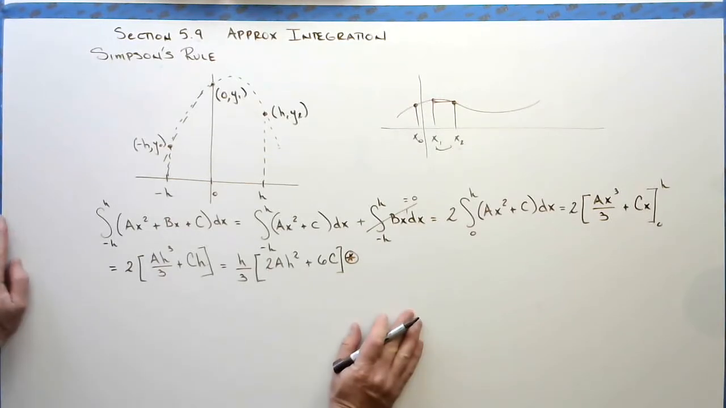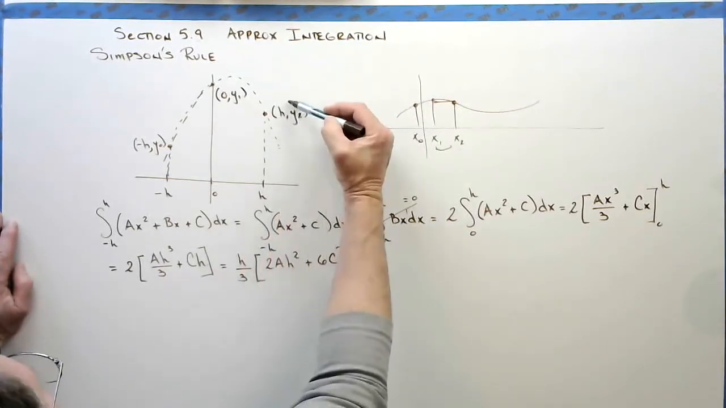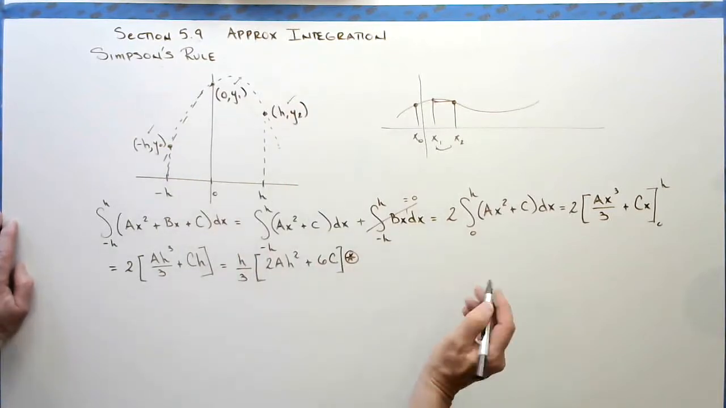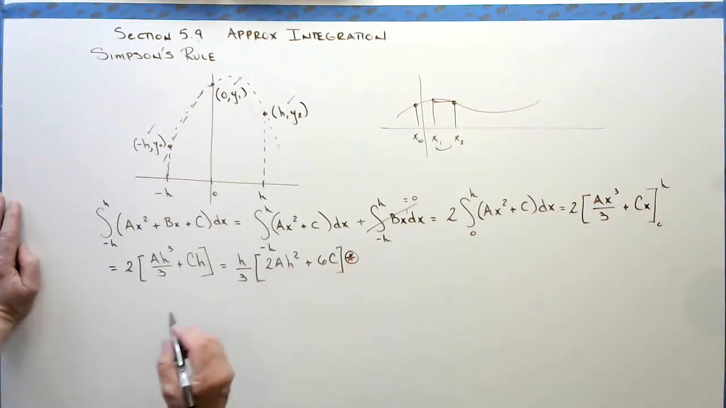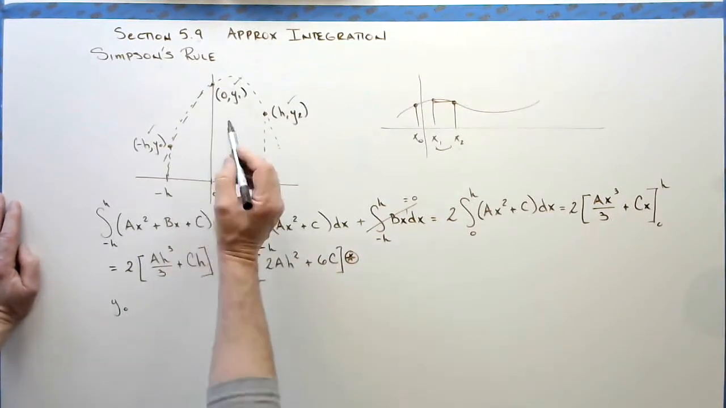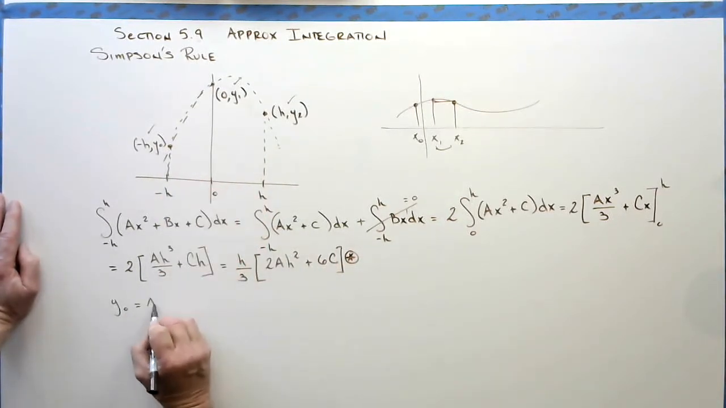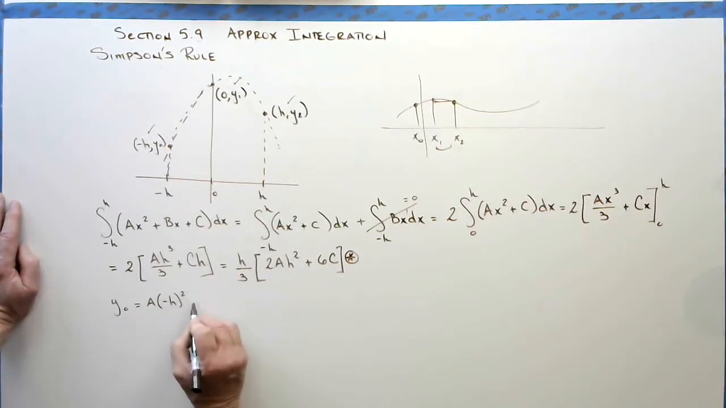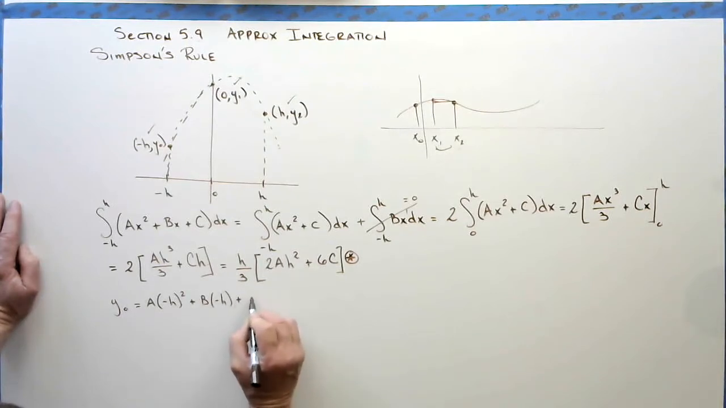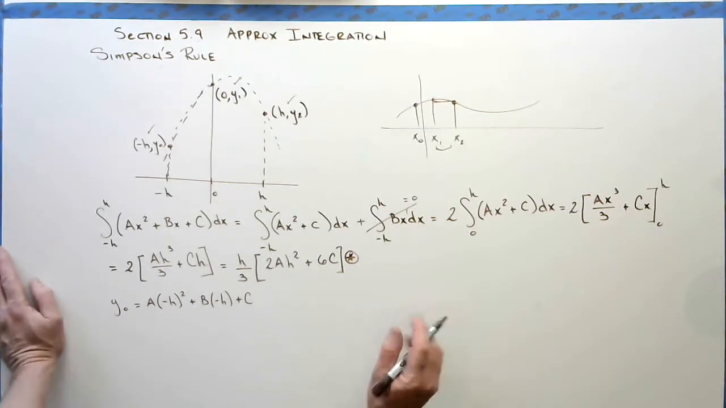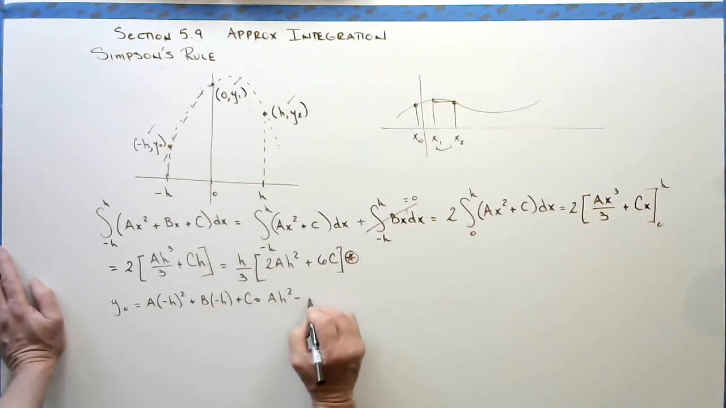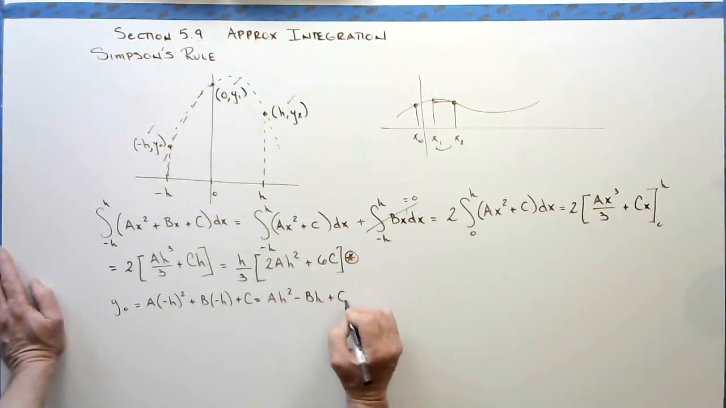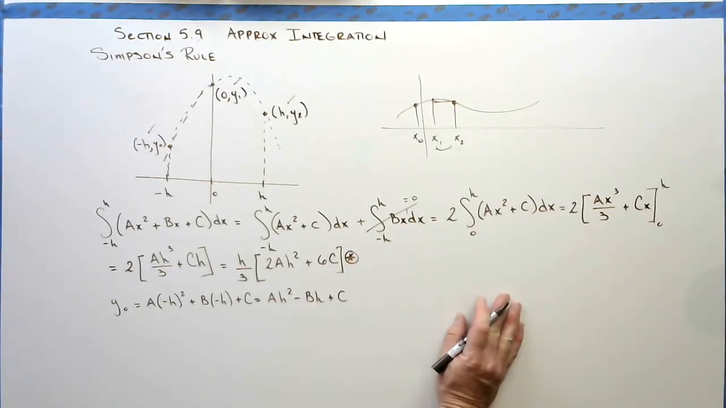So now we're going to take these 3 points and we're going to plug them into the general formula for the parabola. So we know that y naught, right here, is equal to a times its x value squared plus b times its x value plus the constant c. Now, if we simplify that, of course, negative h squared is ah squared. This is minus bh plus c. So y naught is equal to this.